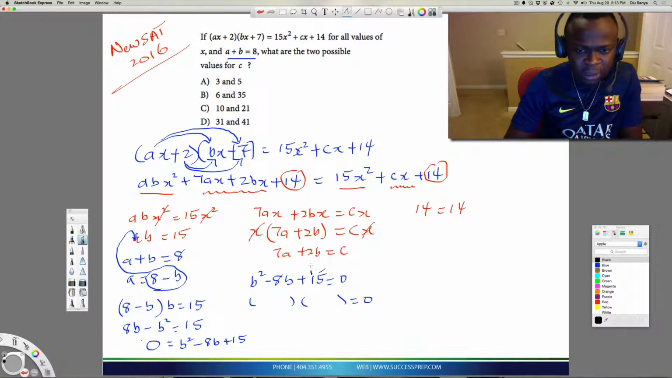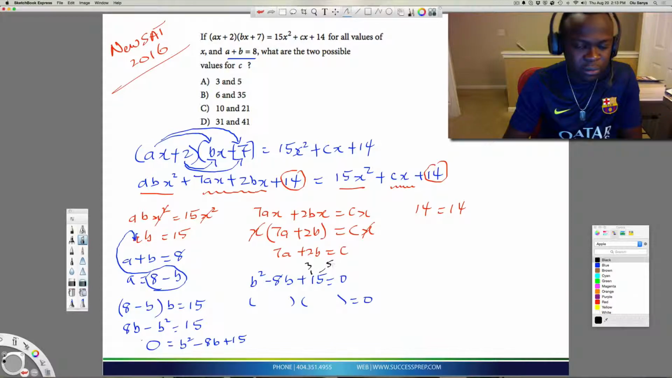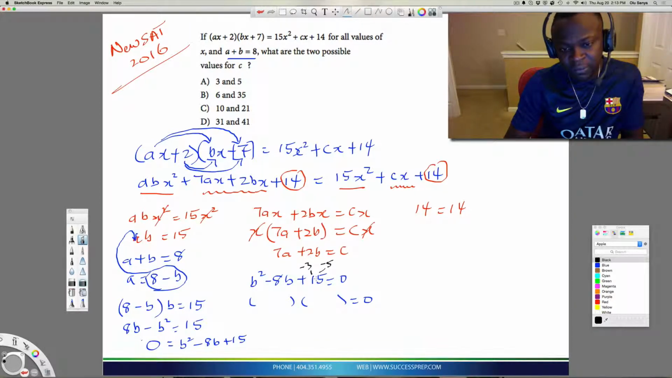Well, that would be 3 and 5, because 3 times 5 is 15. If you added 3 and 5, you would get an 8. But obviously, we want a minus 8. So we need to have a minus 3 here and a minus 5, because minus 3 times minus 5 is plus 15. But minus 3 plus minus 5 is also minus 8. So it does two things using those two factors.